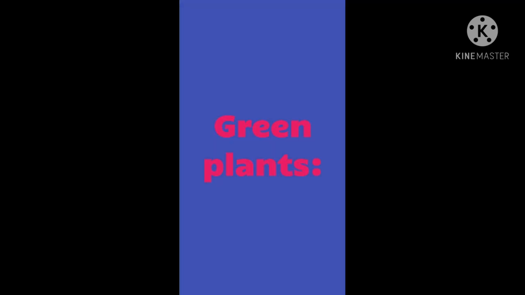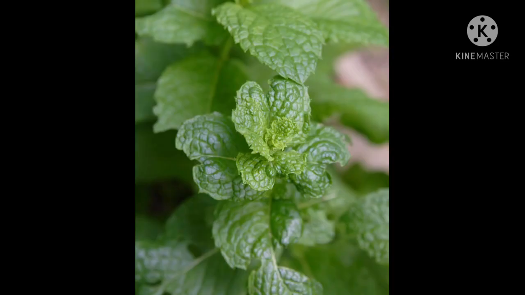First one, green plants. Plants containing green pigments are called green plants. They look green in color.